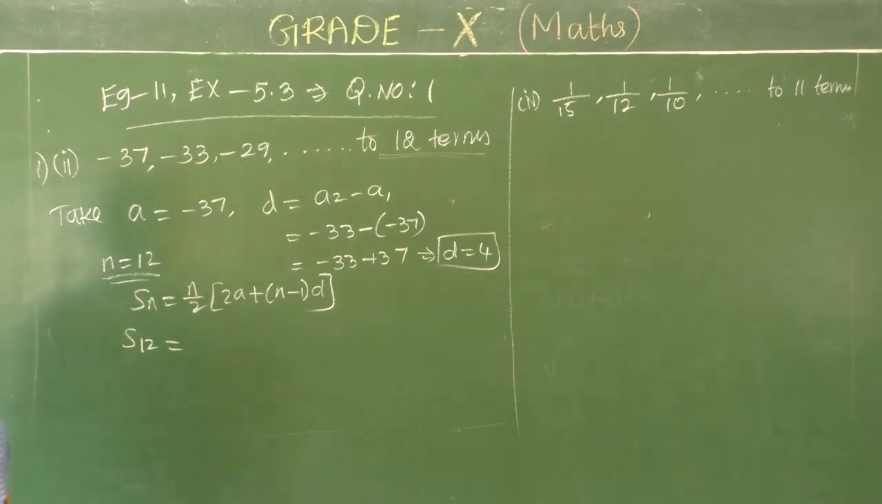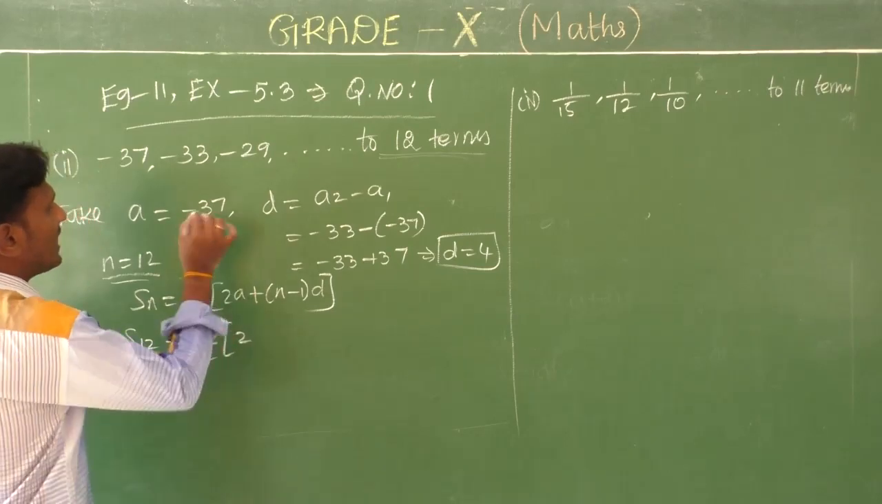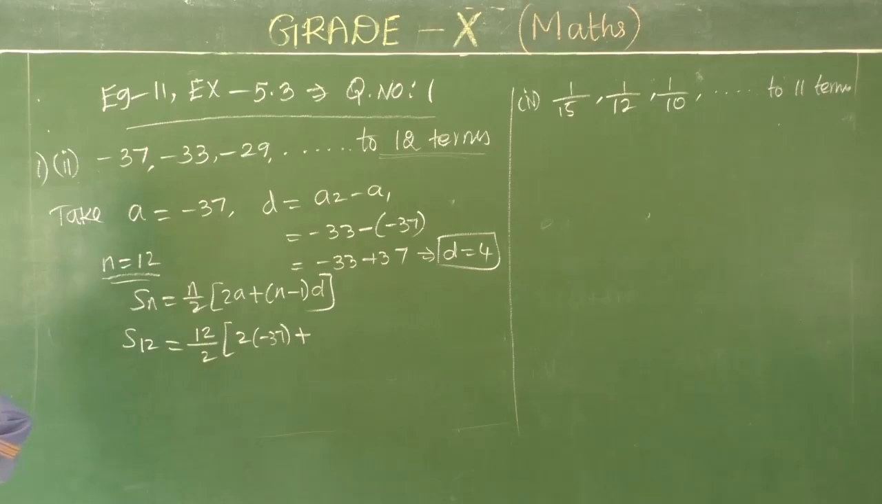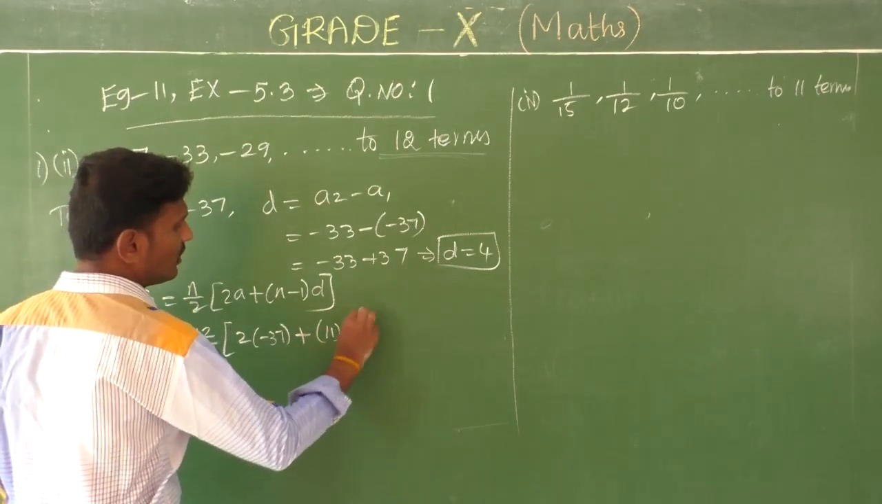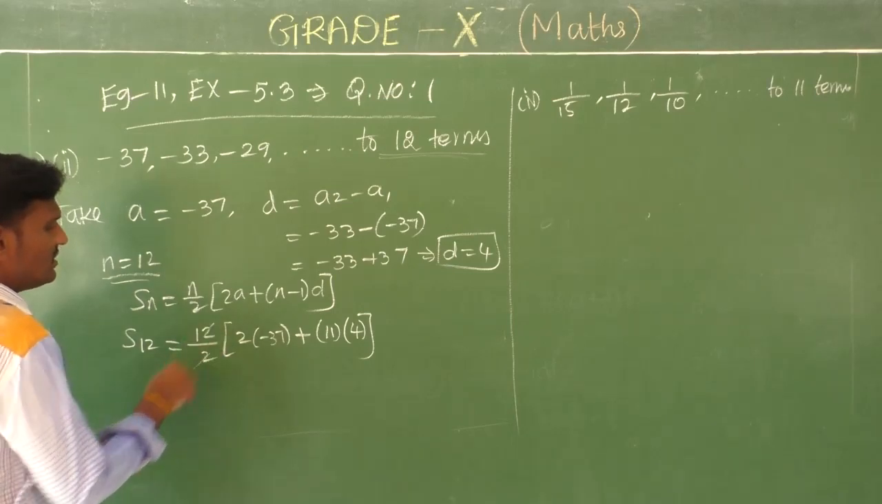Yes, 12. So S12 equals 12 by 2 into 2 into the value of A, which is minus 37, plus n is 12, so 12 minus 1 is 11, into d, which is 4. Or otherwise, here you should write one more step, 12 minus 1. That's your wish. Now you are going to simplify.